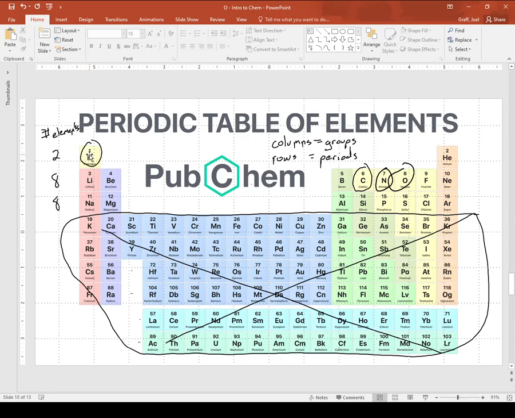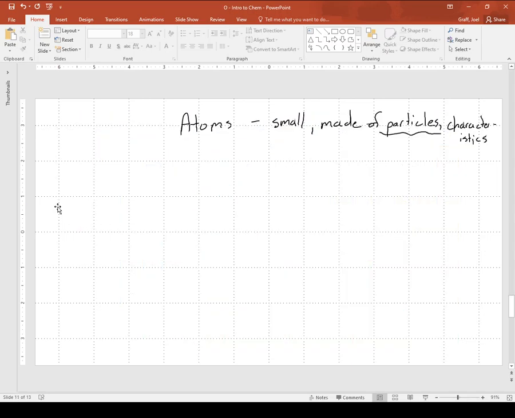Next up, we're going to look in the rows, and we see that in the top row or period, there's hydrogen and helium. So there's a total of 2 elements listed in that top period. We've got 8 elements listed here on the second row or period, and 8 elements in the third period of the periodic table. Those numbers 2, 8, and 8 are going to come back to us in a second. So let's talk about atoms.